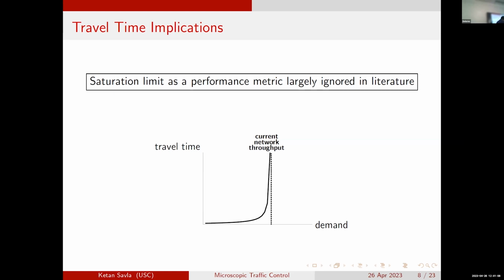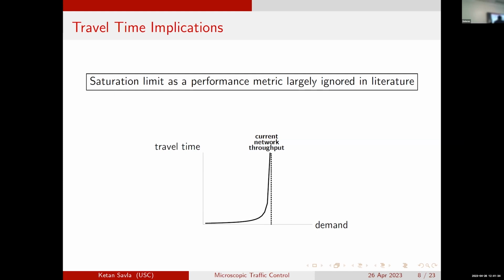As your demand keeps increasing and approaches the capacity, there is a highly nonlinear growth in travel time as you get very close to saturation, and I think you can feel that based on experience. When the traffic is very low, the marginal increase in travel time for an extra increase in demand is not so much as compared to when you're very close to the capacity.